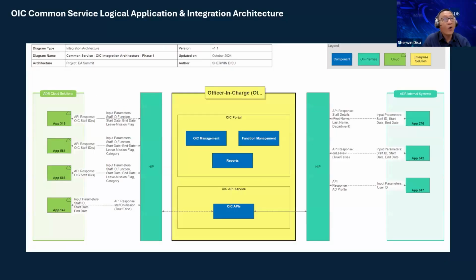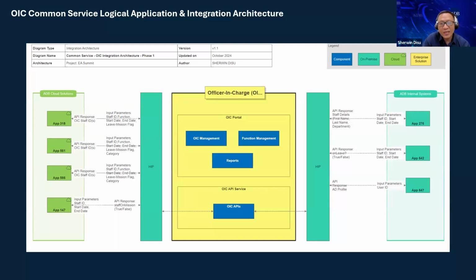Now let's zoom into the OIC common service to highlight the idea of composable architecture, which simply means being able to compose digital products out of existing common services. So the question is, what's the purpose of the OIC common service?